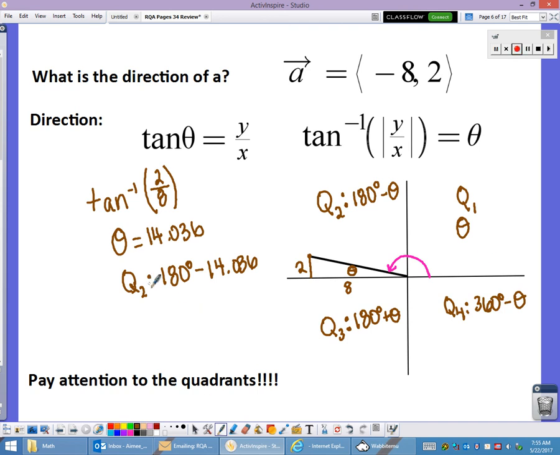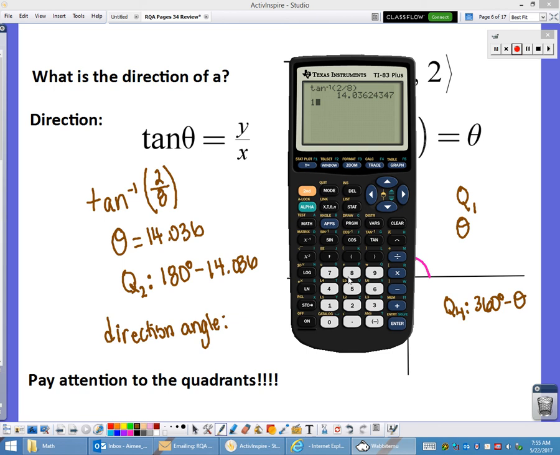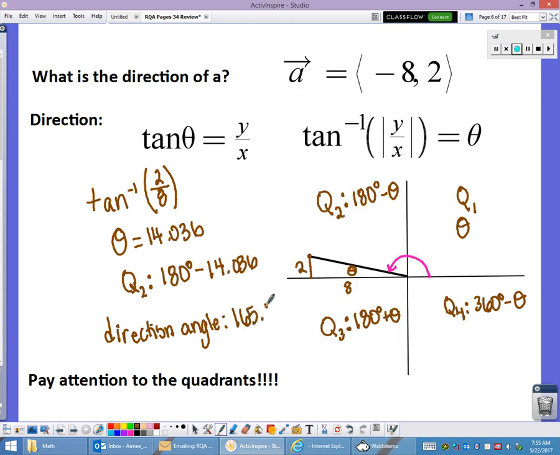So in this case, I'm going to say that my direction angle is 180 minus 14.036, and I'm just going to take the answer that I had, 165.964. And that's degrees. Please don't forget that. So this is ultimately the angle that I'm looking for, the direction angle. And again, I used the concept of trigonometry, which is the tan inverse, but that will only give me that theta value, and then I have to determine which quadrant I'm in.